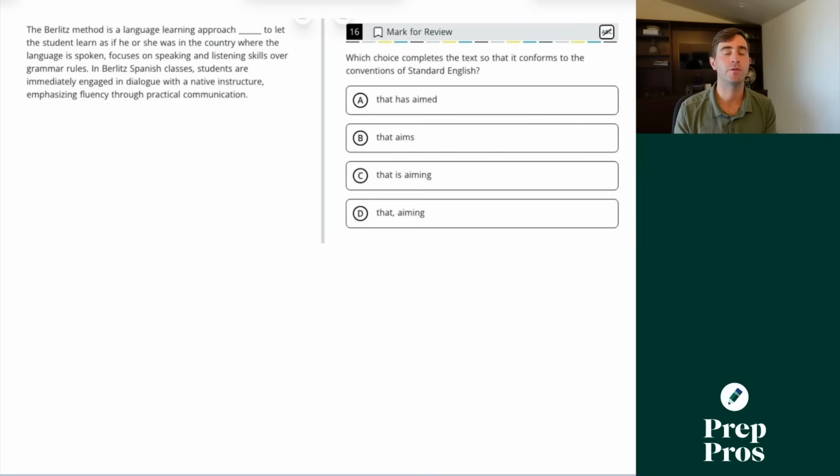Now, extra information are phrases on the SAT that you can place commas around and you can remove from the sentence. So very simply, if you see two commas around something and if you remove it and it makes sense, that basically tells you those commas are necessary or needed.